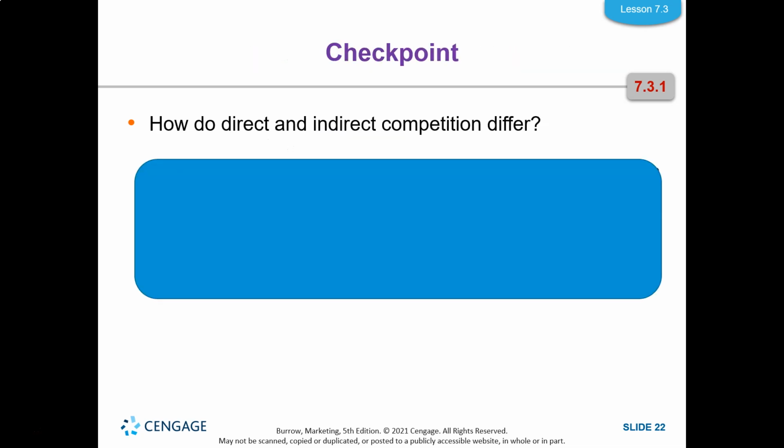Okay, so checkpoint question number 1 in section 7.3.1. So that's going to be page 194 in your textbook. The question is, how do direct and indirect competition differ? So you're just comparing and contrasting the definitions of those two terms. And we will pause so that you can answer that. Moving on.